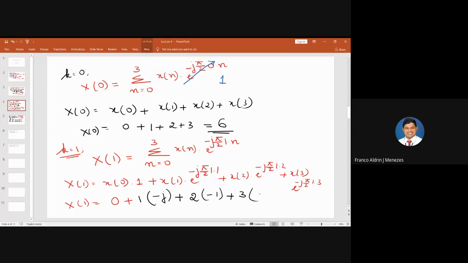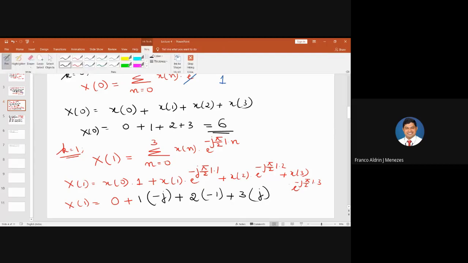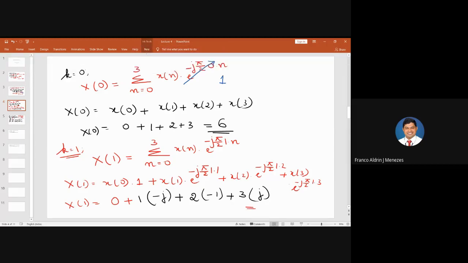So all terms we have obtained at this. Now we have to add this particular term. So x of 1 is nothing but 0 plus 1 into minus j plus 2 into minus 1 plus 3 into j. So what is this value here? So can I get the response for this? So x of 1. So just add the real terms, add the imaginary terms together. So this is minus 2, plus 3j minus j. Minus 2 plus 2j. 2j. So this is x of 1.